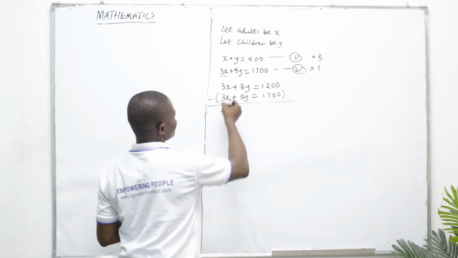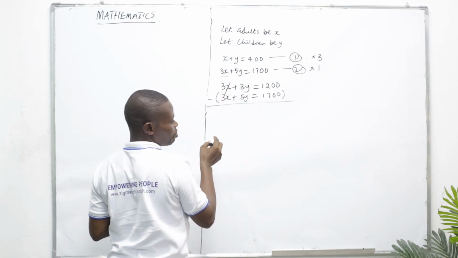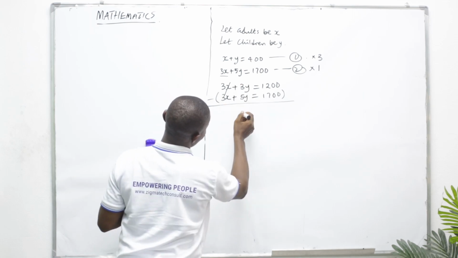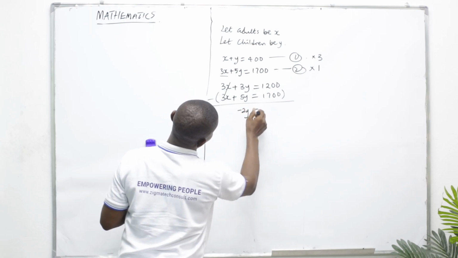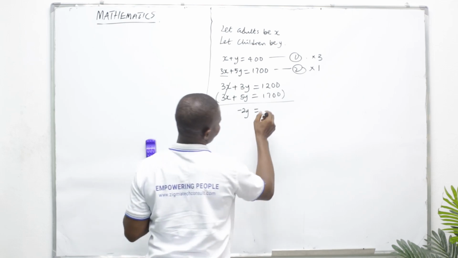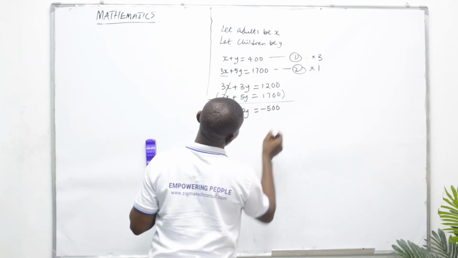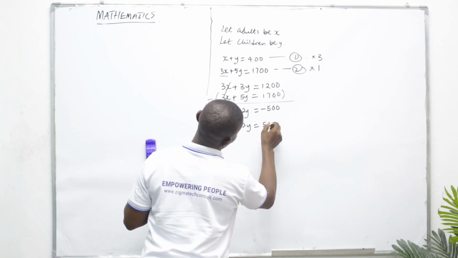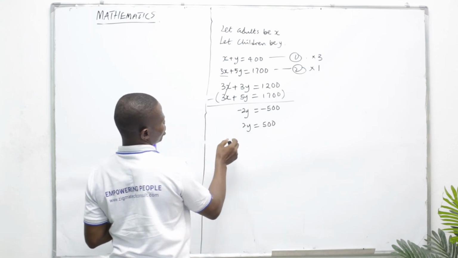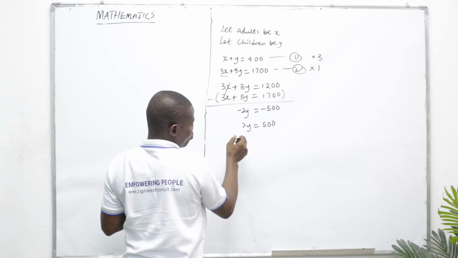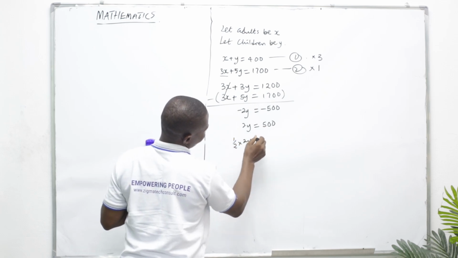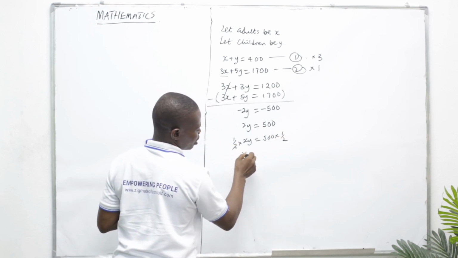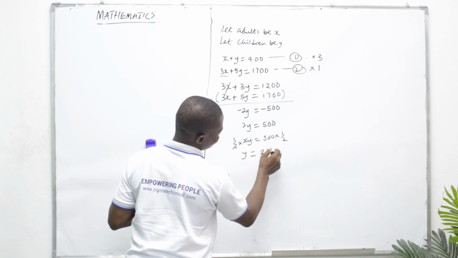So after doing this, you can see this will eliminate. Remember the name, elimination. Uniform ones will take care of each other. 3Y minus 5Y will give us minus 2Y. 1,200 minus 1,700 will give us minus 500. Minus can take care of minus, so 2Y at this point is 500. Multiplying through by the multiplicative inverse of 2Y, 1 over 2 times 2Y equals 500 times 1 over 2. This can take care of this. You can see that Y is now existing alone. This is 250.